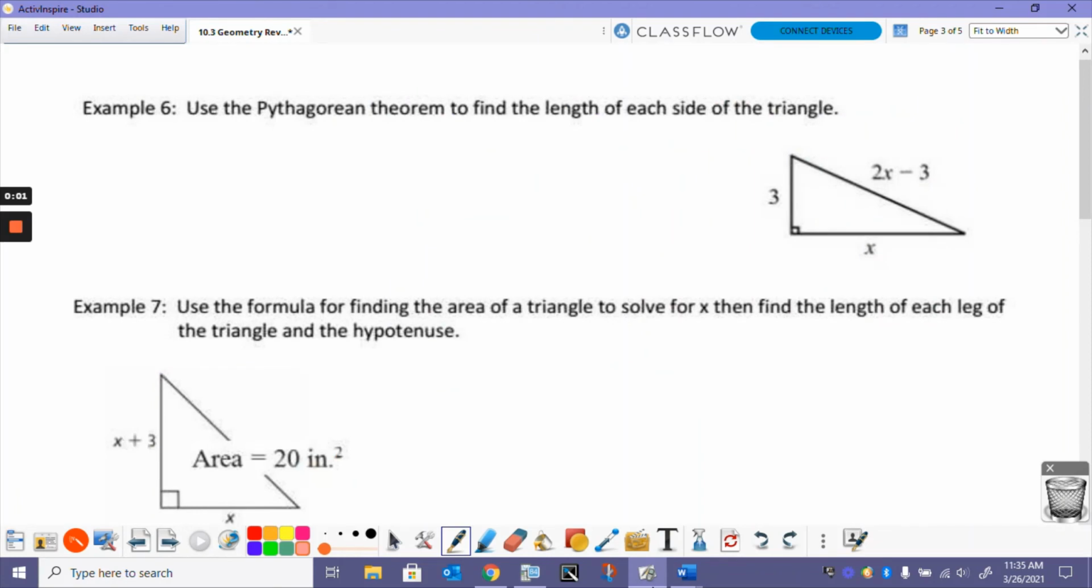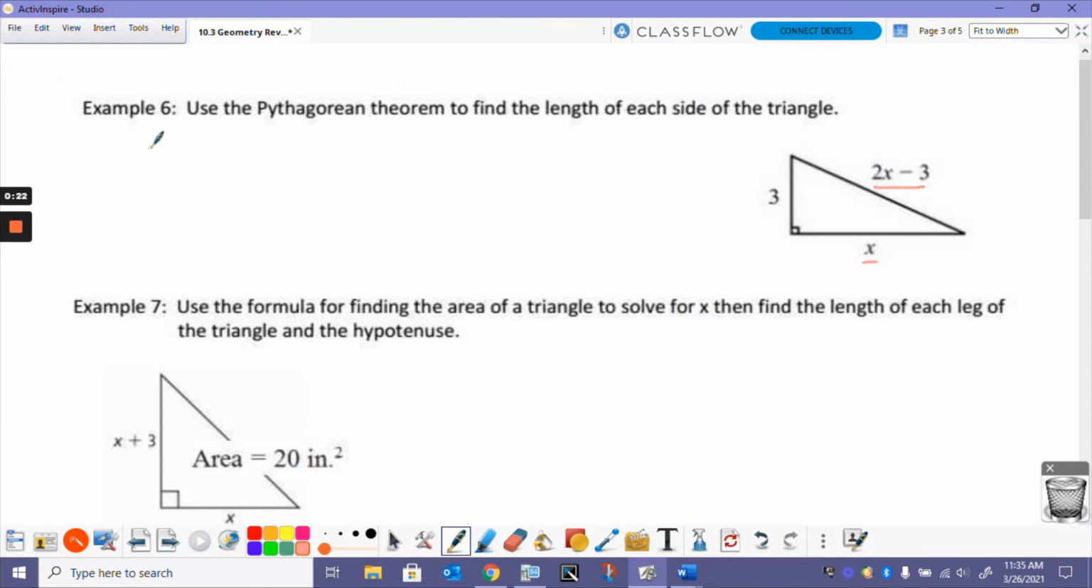All right, so we just have a little bit more on the back now, and this is example 6. It tells us to use the Pythagorean theorem to find the length of each side of the triangle. Notice that we have 2x minus 3 instead of a single number for our hypotenuse. We also have a variable x for one of our legs, but we're still going to treat this the same way.